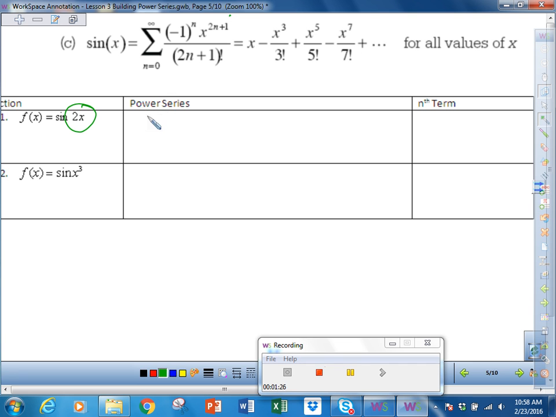So my power series for sine 2x, where I see x, would become 2x minus (2x) cubed over 3 factorial, plus (2x) to the 5th. Notice that I am putting parentheses around the entire thing, minus (2x) to the 7th.